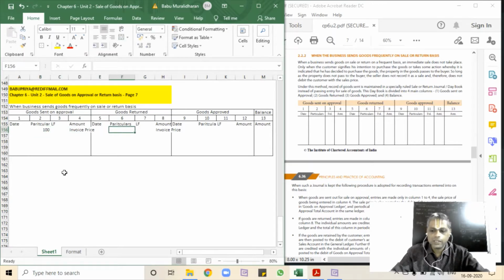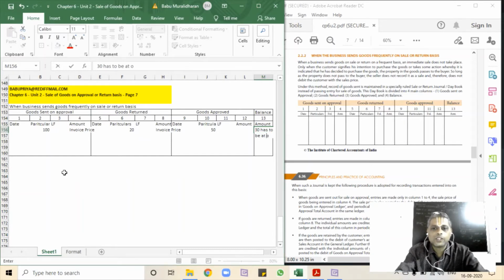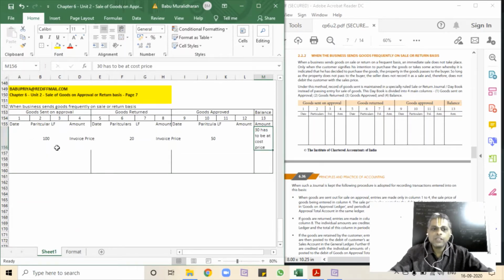100, goods returned is 20, goods approved is 50, and then the balance is 30. This 30 has to be maintained as inventory, and it has to be at cost price. So the inventory has to be processed at the cost price for this particular transaction.